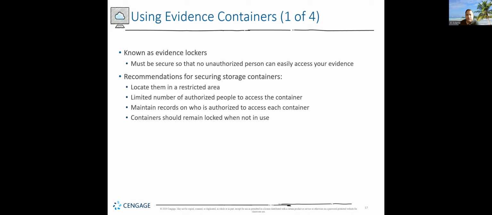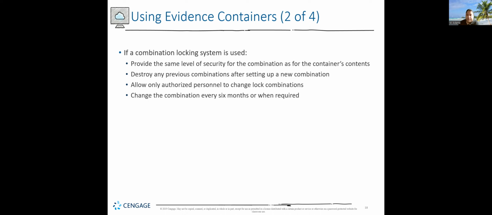So, moving on to evidence containers. Almost to slide 20, guys. We will get through this, I guarantee it.